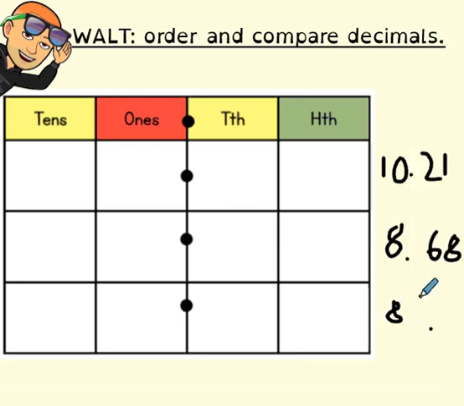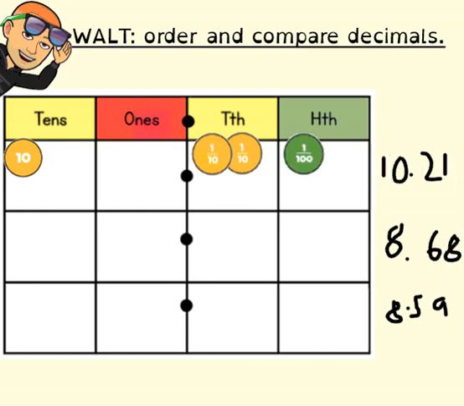8.59. I apologise, some of my numbers are a little bit higgledy-piggledy this morning. There we are. So if I was going to represent them on a place value grid, so 10.21, I have 1 ten, I have 0 ones, I have 2 tenths, and I have 1 hundredth. I've used partitioning to work out the value of each of my digits.